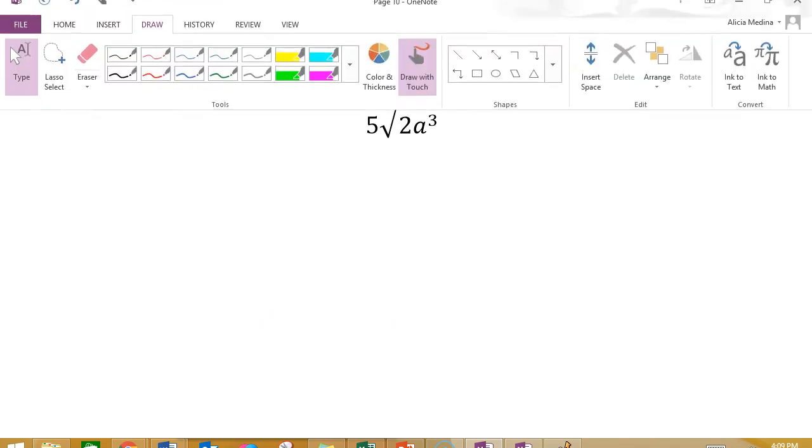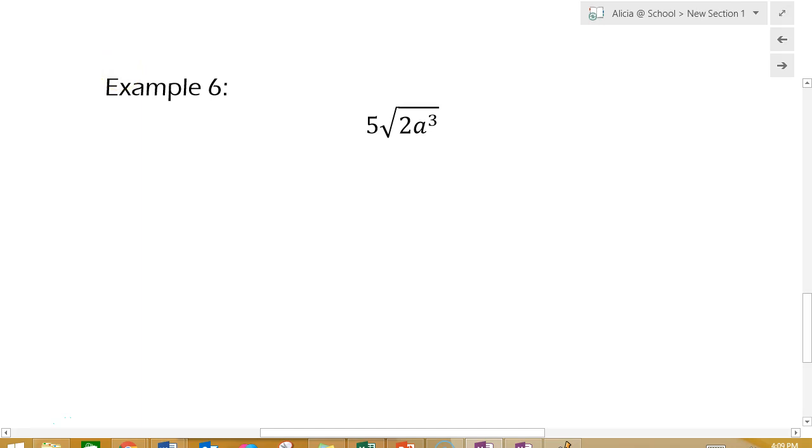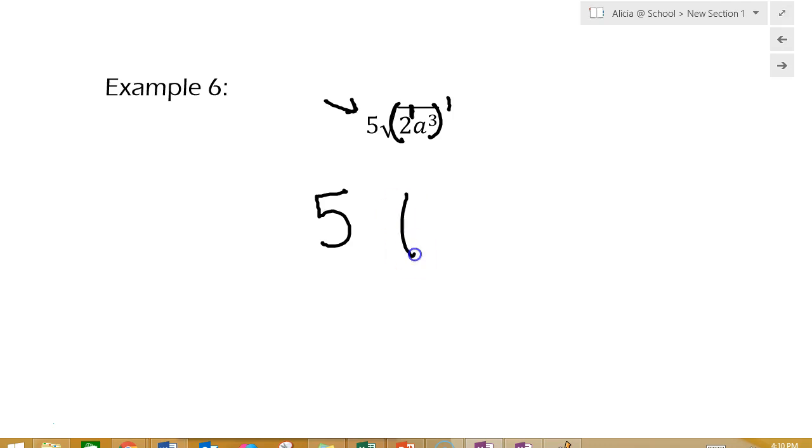Alright, and our last question here for this video is, we have 5 times the square root of 2a cubed. So remember what I said about giving yourself that parentheses and a power of 1, just so I don't confuse that cube power on that a. It does not correspond to the 2. 2 has its own exponent of a 1, so please be careful. The other thing is, notice that this 5 is not inside of the square root sign. So that 5 needs to stay out in front. I don't do anything with that.